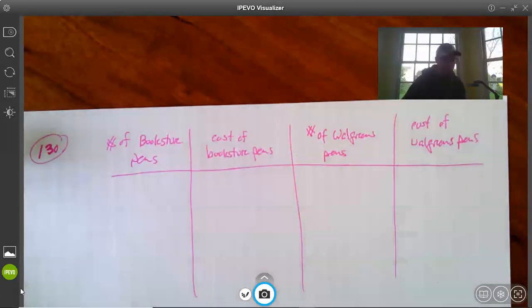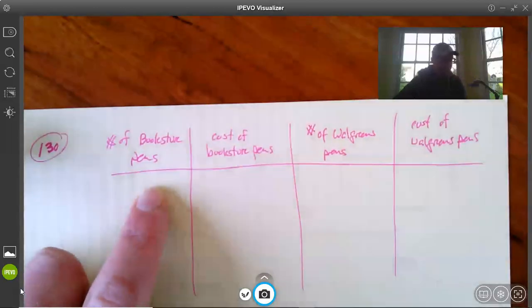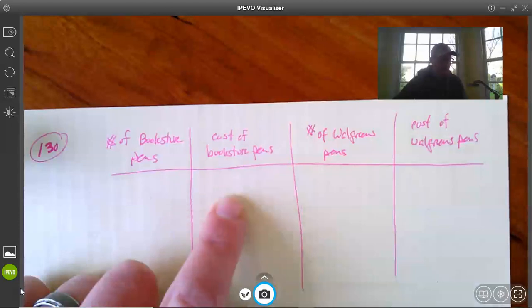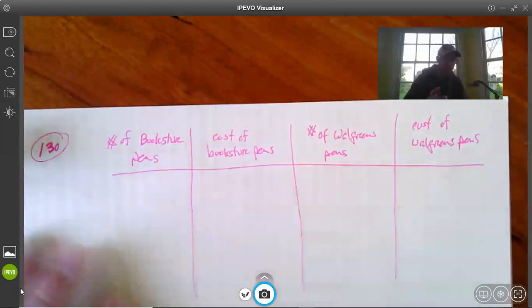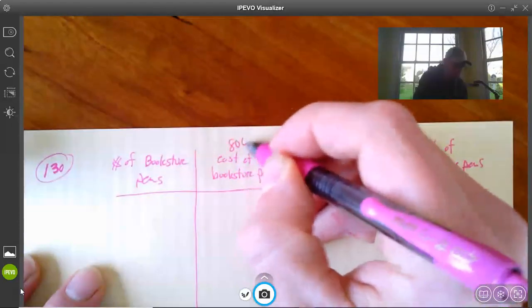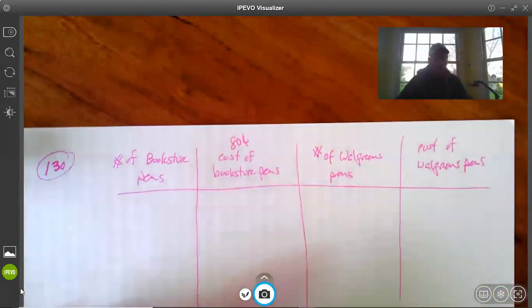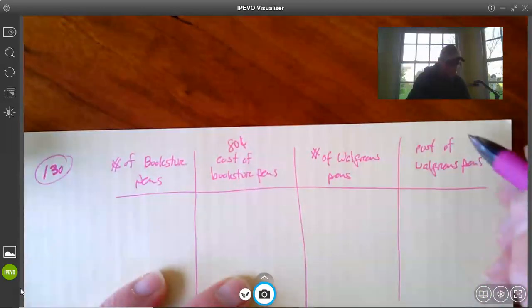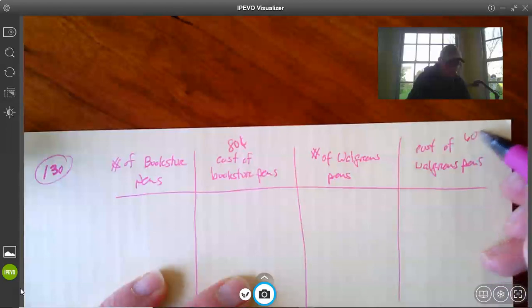So this one's a little bit confusing, so let's just set up a guess and check table here. I've got the number of bookstore pens she buys. That's what we're trying to figure out, and usually the thing we're trying to find is what we want to set up in our guess column. Then the cost of the bookstore pens, by the way, 80 cents each. And then the number of Walgreens pens, and that's going to be, she buys 42 total, so whatever's left over out of the 42. And then the total cost of the Walgreens pens, which was 60 cents each.